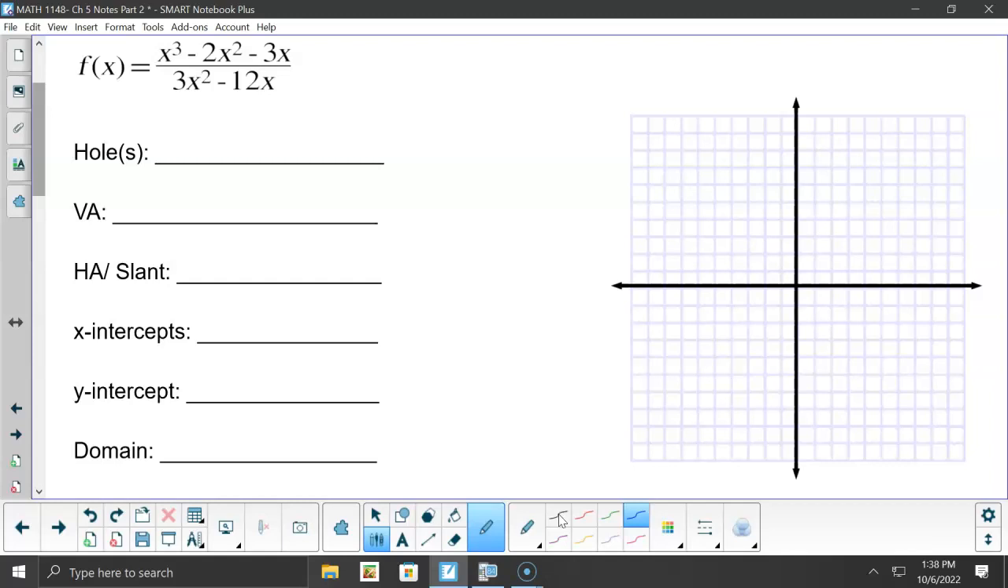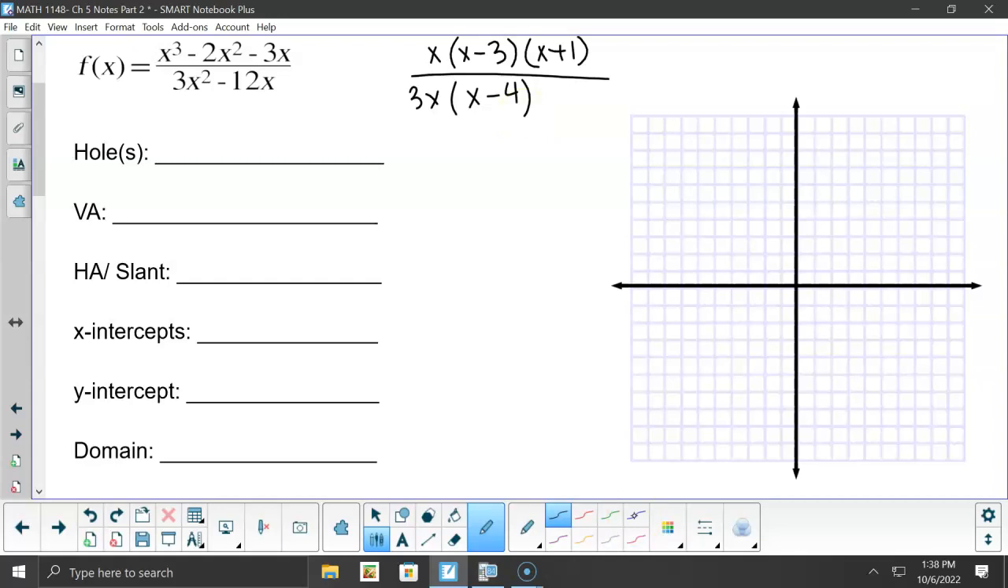So, what is step 1? No! Factor! Factor the stupid thing. We got to start with that. So, x minus 3, x plus 1, and then I've got a 3x over here and an x minus 4. All right, so factored the stupid thing.